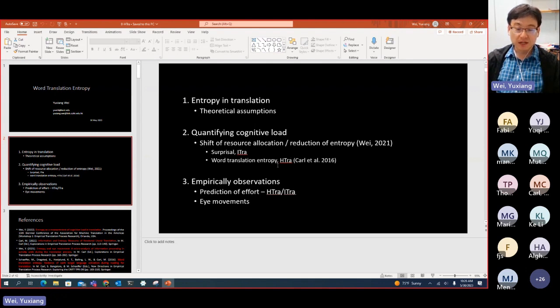These are conceptual and theoretical, and after that I will also show some empirical observations, starting with the prediction of effort with respect to these two metrics, namely HTra and ITra, and this will make use of the regression analysis that we have just learned last week. Then I will move on to some qualitative analysis on the eye movements, or the behavioral manifestations of the entropy reduction in the mental states. So that's the structure of the talk.